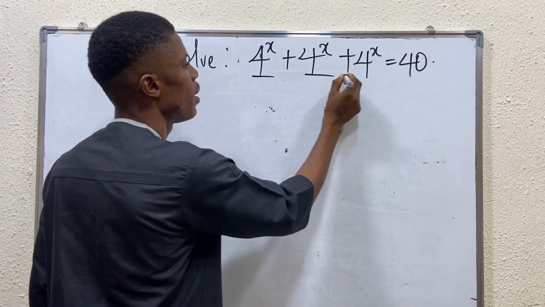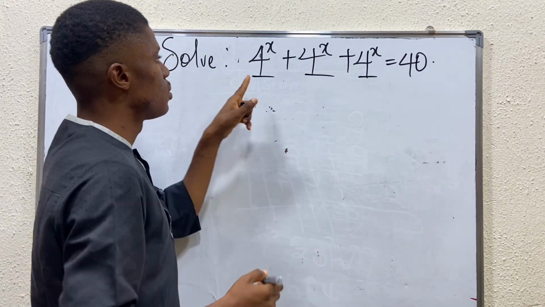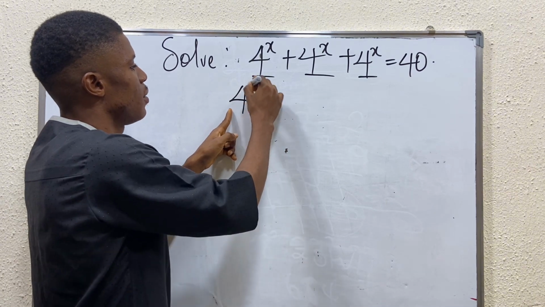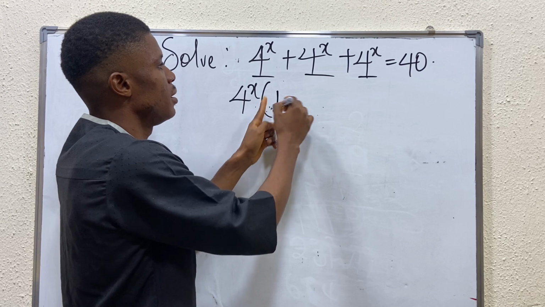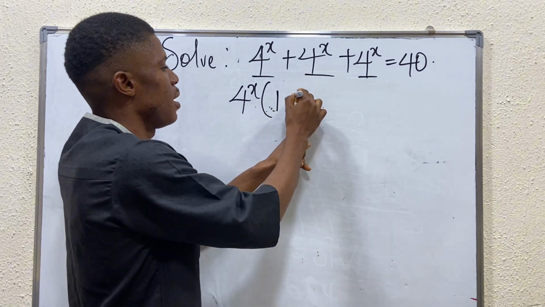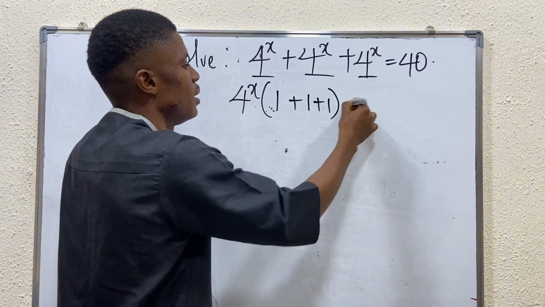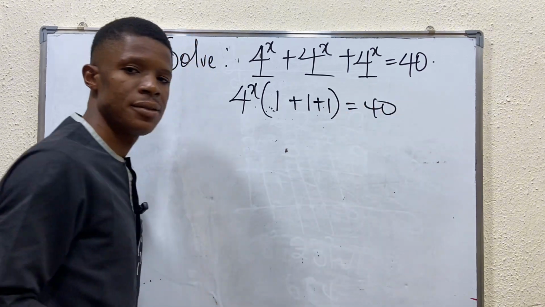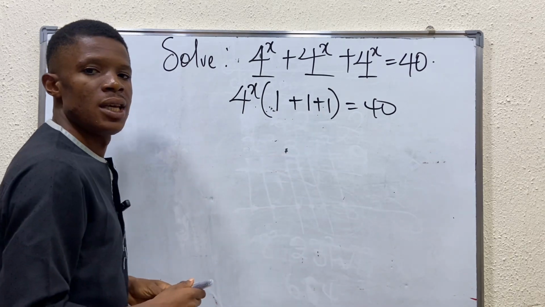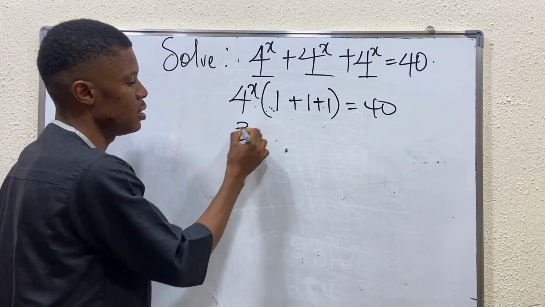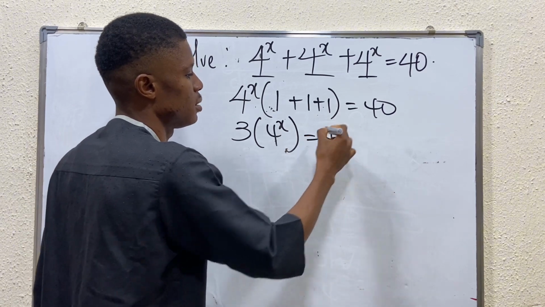Remember, we have 4^x in three places, so we can factor out 4^x, right? If you factor out 4^x, you are left with 1 here, another 1 here, and another 1 here, and that equals 40. So we have 1, 2, 3. It gave us 3 times 4^x, and that equals 40.